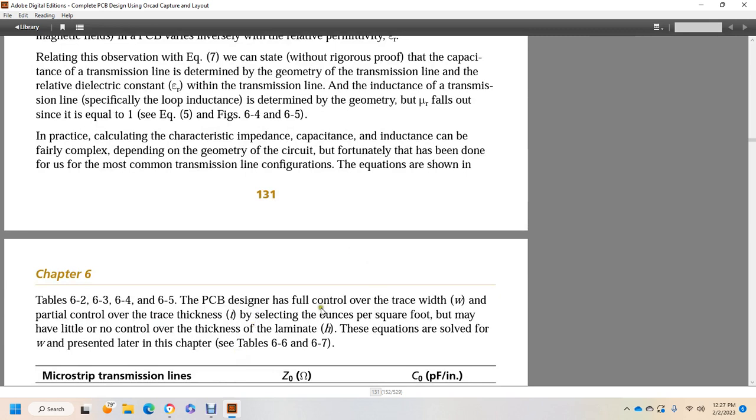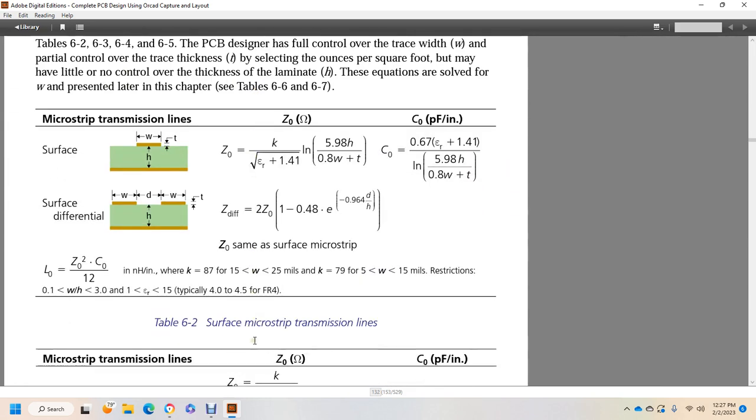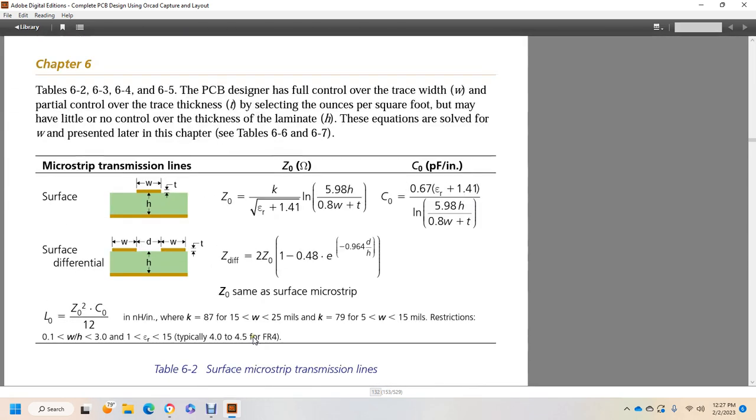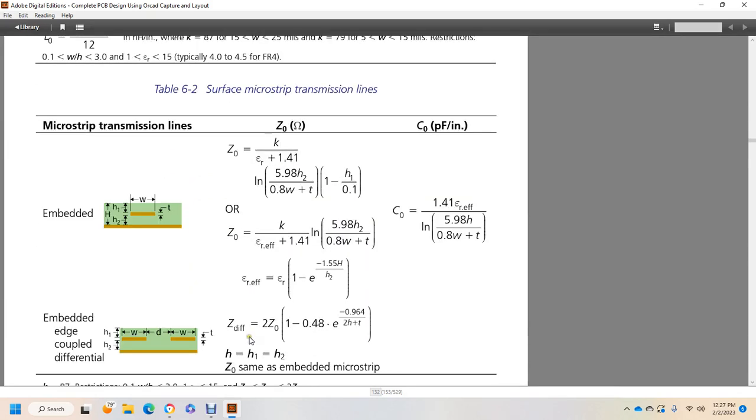The PCB designer has full control over the trace width, W, and partial control over the trace thickness, T, by selecting the ounces per square foot of copper, but may have little or no control over the thickness of the laminate. These equations are solved in the design examples in chapters 6 and 7. So you have your microstrip transmission line: ohms, and capacitance in farads per inch.